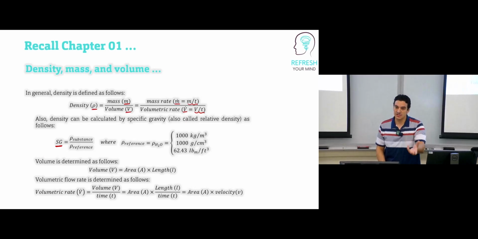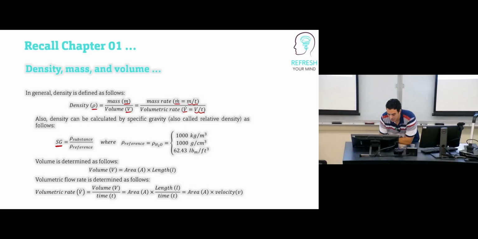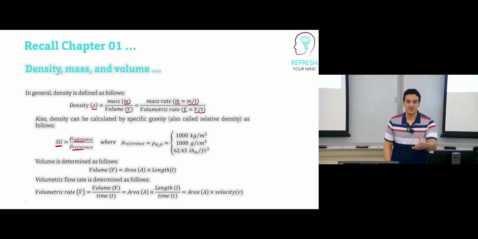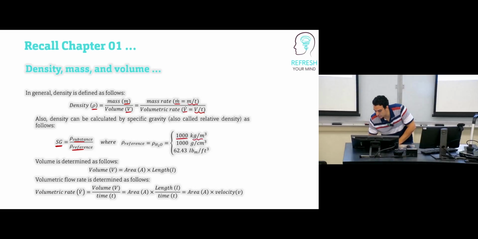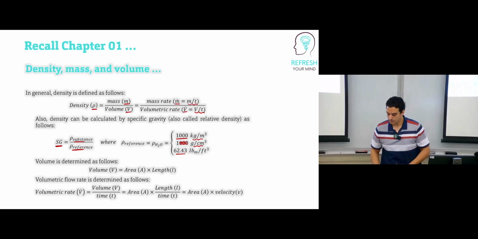Specific gravity is one of the properties you can use to calculate the density of any substance. So the specific gravity of any substance equals the density of this substance divided by the density of a reference substance. What if this reference substance is water? The density of water is 1000 kilogram per meter cube, or 1 gram per centimeter cube, or 62.43 pound mass per feet cube. Okay.